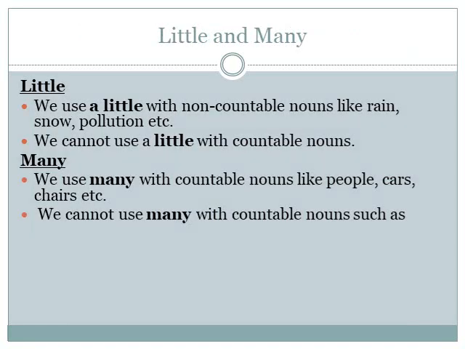Little and many. Let's see the rules of little and many. We use a little with non-countable nouns like rain, snow, pollution, etc. A little rain, a little snow, or a little pollution. We cannot use a little with countable nouns. On the other hand, many. We use many with countable nouns like people, cars, chairs. For example, there are many people in the auditorium. There are many cars on the road.